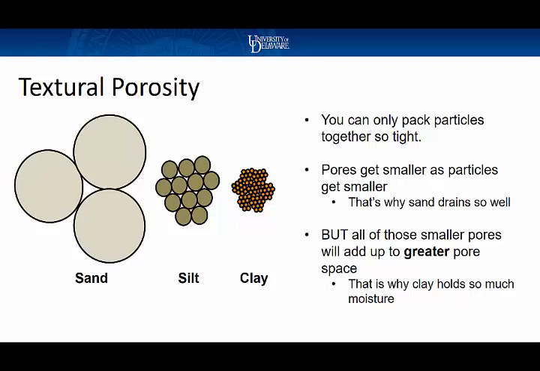This is something that you can't change in the soil. If you understand it, you can talk to people about why you might be having these problems with these different soil types and these different textures. You can't change your textural porosity. It's just a property of the soil. What you can change is your structural porosity.